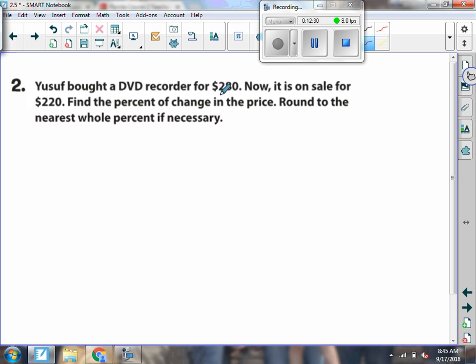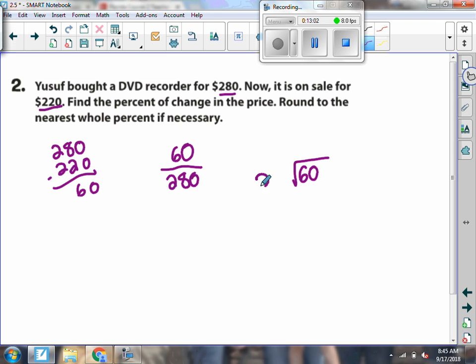So we bought it for $280. Now it's $220. So did the price go up or down? It went down. So we're trying to find the amount of decrease. So let's find our difference. So it's going to be 280 minus 220. So it's 60. So it's a $60 difference over our original amount. How much did we pay for it originally? He paid $280. So I'm going to divide 60 divided by 280.